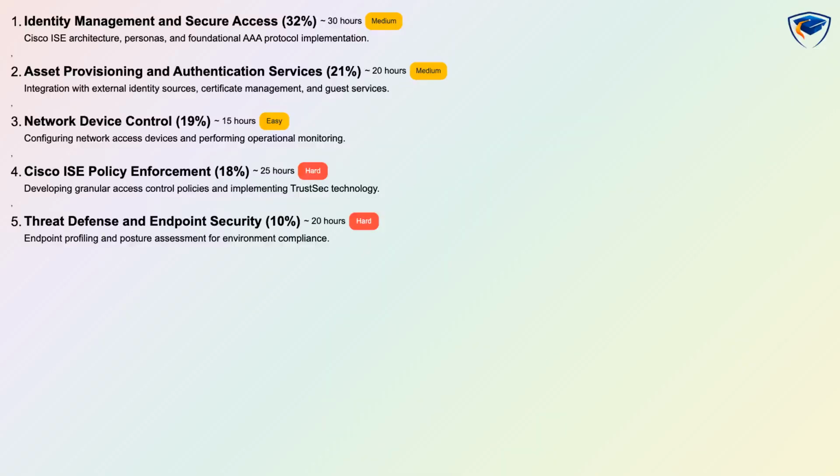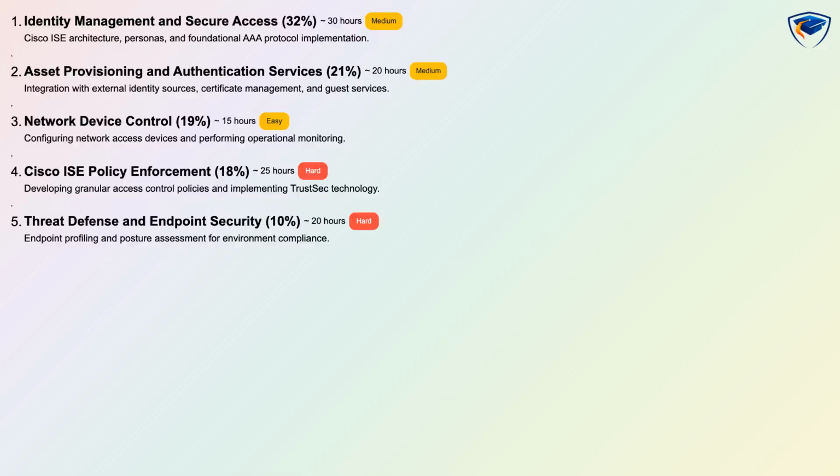The exam covers 5 domains with clear weightings. Identity management and secure access is 32%. Asset provisioning and authentication services is 21%. Network device control is 19%. Cisco ISE policy enforcement is 18%. And threat defense and endpoint security is 10%.